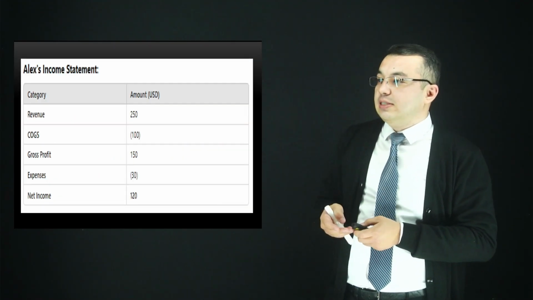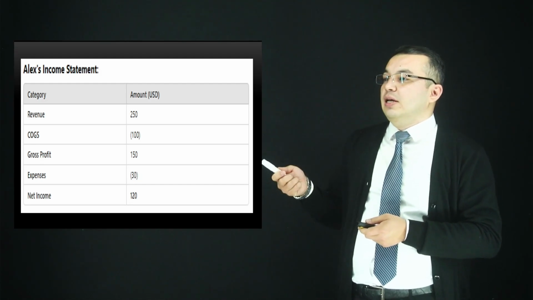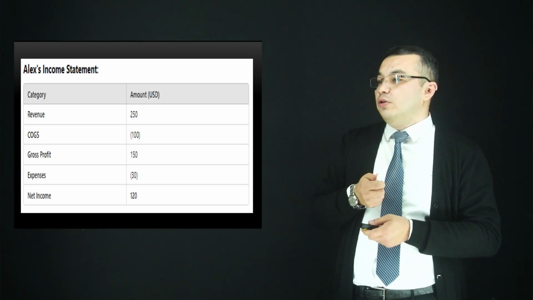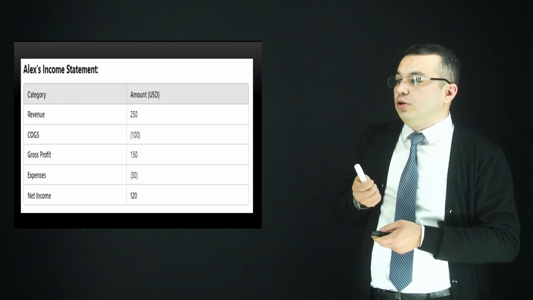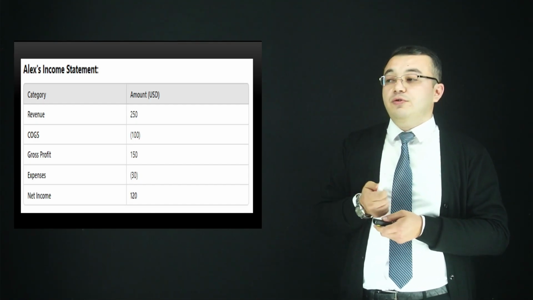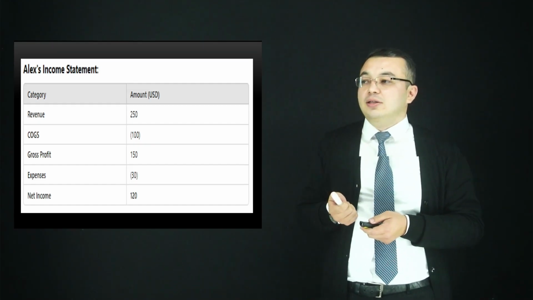Here you can see the table, Alex's income statement. You can see that revenue is $250, cost of goods sold $100, gross profit is $150, expenses $30, and net income $120.